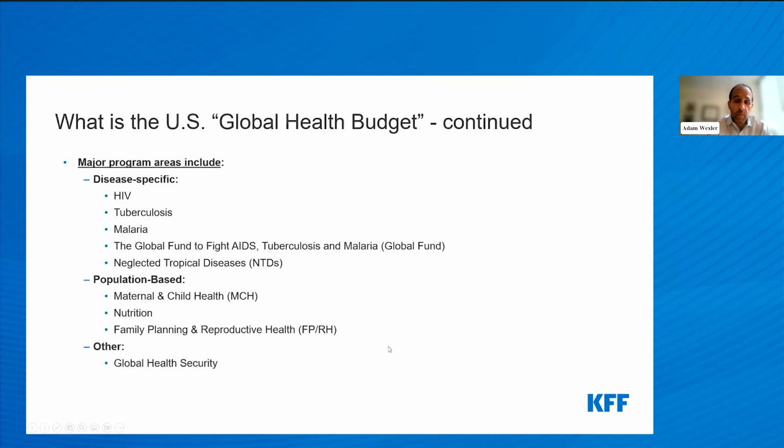The funding that's directed to these departments, agencies, and accounts support major programs in a wide variety of areas, including disease-specific programs such as HIV, TB, and malaria, population-based programs, including maternal and child health, nutrition, family planning, reproductive health, and also global health security programs, which has seen a significant increase recently during the COVID-19 pandemic. So this funding, which is determined annually and supports a wide range of programs in lots of different departments and agencies, is something that we track and try to do the work for you and provide a number of resources that we hope you find useful and helpful in the work that you do.